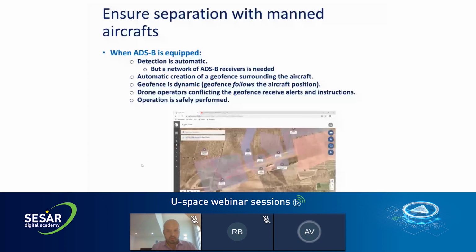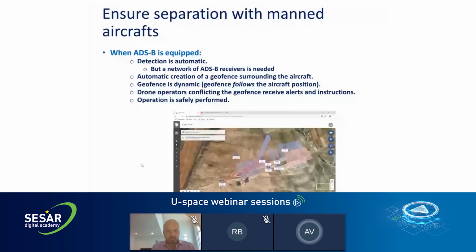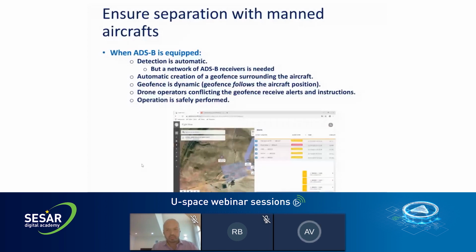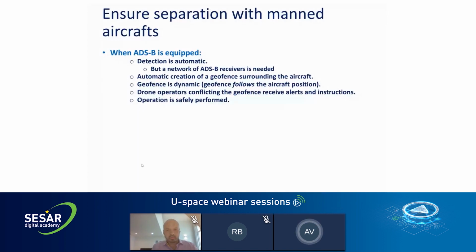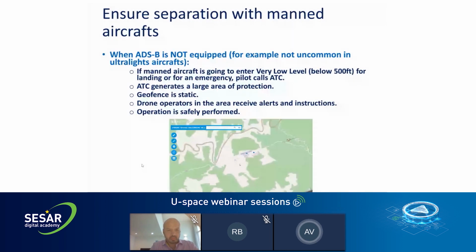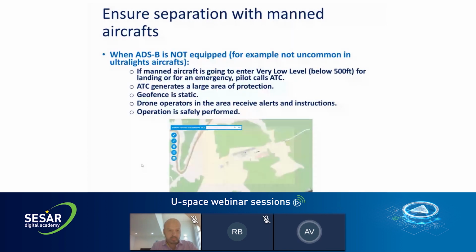The only problem here, as you may know, is that we will need to increase the coverage of ADS-B or whatever other technology in order to ensure that we will get this tracking information all over the territory. The second option is what happens when we don't have ADS-B, an aircraft that is not equipped.